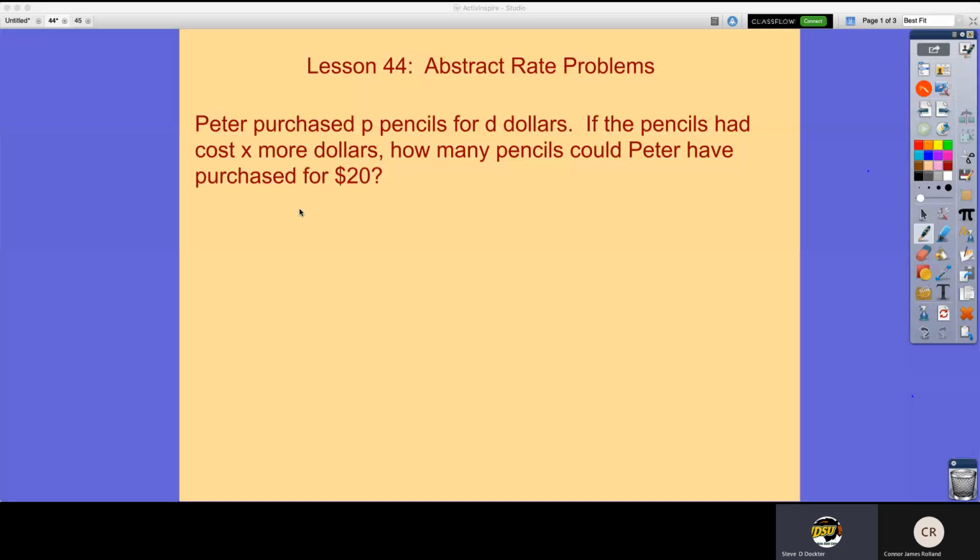Take a look at that. Peter purchased P pencils for D dollars. If the pencils had cost X more dollars, how many pencils could Peter have purchased for $20?